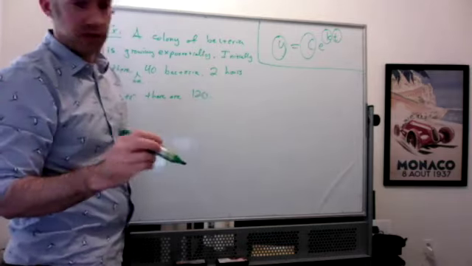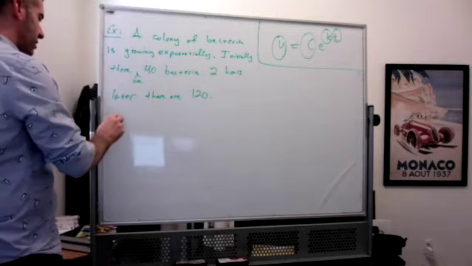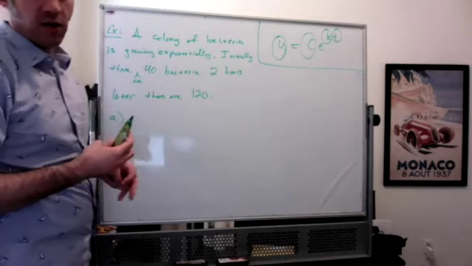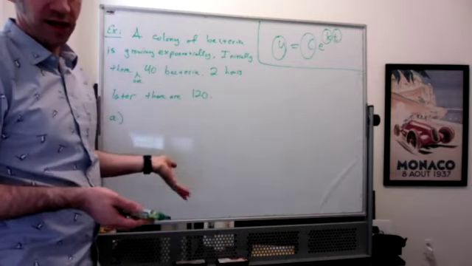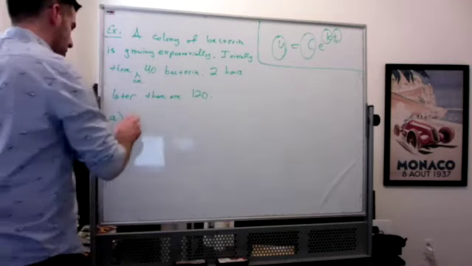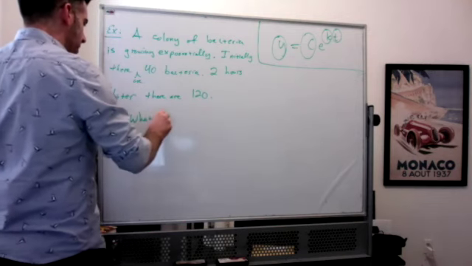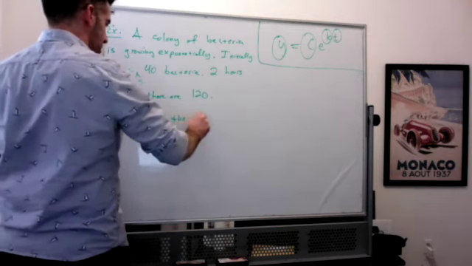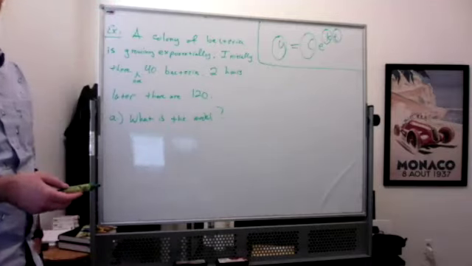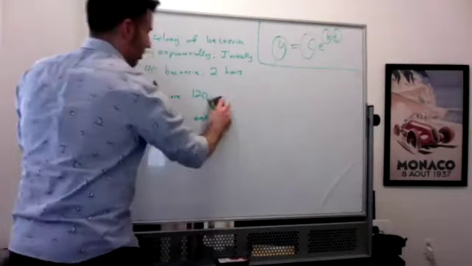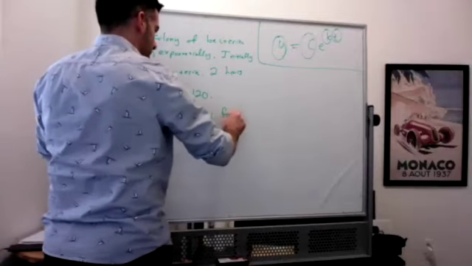And we'll ask a few questions. So typically, even if it's not asked, the question you should always probably answer for a situation like exponential growth or decay is, what is the model? We are going to ask it. So what is the model for the growth of the bacteria?